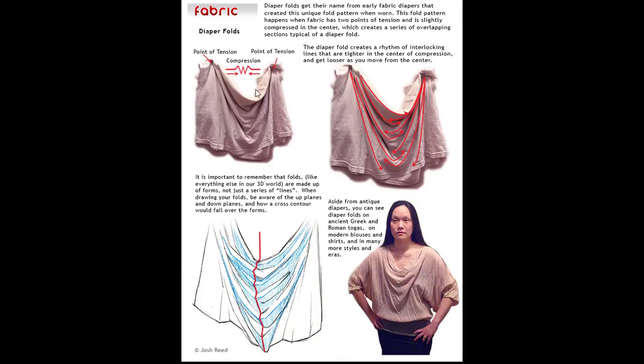Now this is the diaper folds. The diaper fold creates a rhythm of interlocking lines that are tighter in the center of the compression and get looser. So two tension points and a little bit of compression create diaper folds. I'm going to share these. Here you can see the diaper folds at the center, where the interlocking fold is intense. As it goes to the side away from the center, it gets more vertical. Here it's kind of interlocking, here it's loosening, and here it's almost vertically hanging. So this is diaper folds.